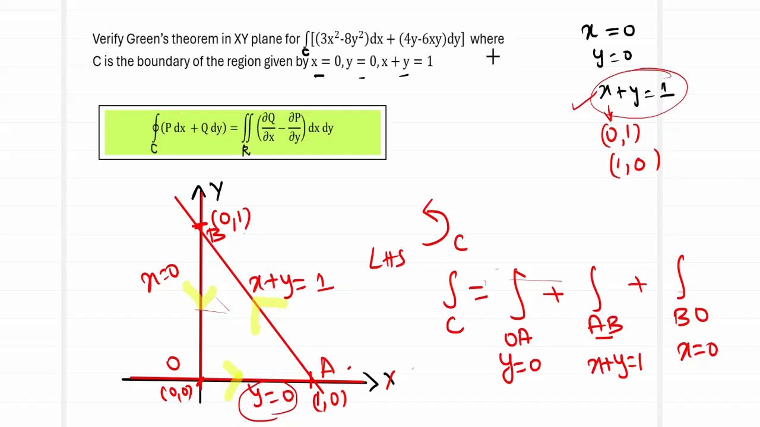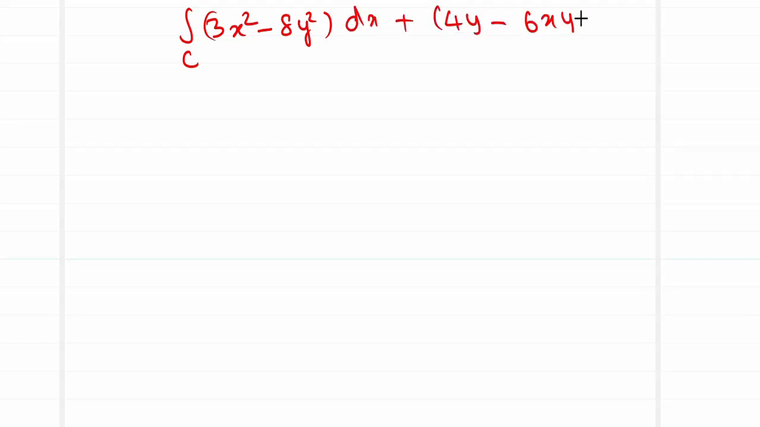So quickly we will move on to estimate these three curves, for which I will first copy what is going to be the evaluation required over here. So the integral is the integral along the curve C. The function to be evaluated is (3x square minus 8y square) times dx plus (4y minus 6xy) times dy. Now the first curve is going to be along the line called OA.